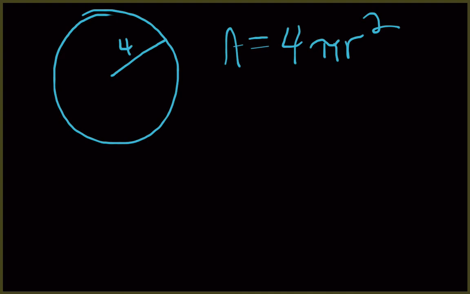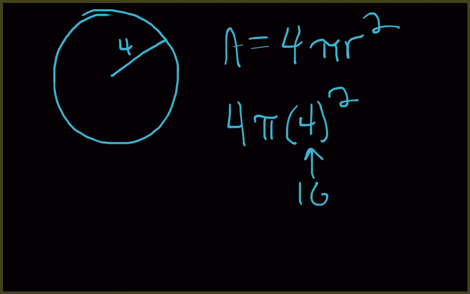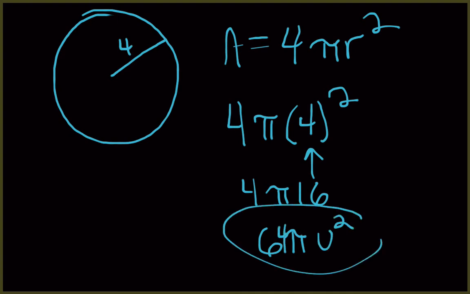Okay, so total surface area, we use that formula. All we have to do is take that 4 and plug it in. So now I'm going to get from here, 4 times 4 is 16. And 4 times 16 is 64 pi units squared. So spheres tend to be pretty simple. But you definitely want to use the formula and make sure you know what to put where.